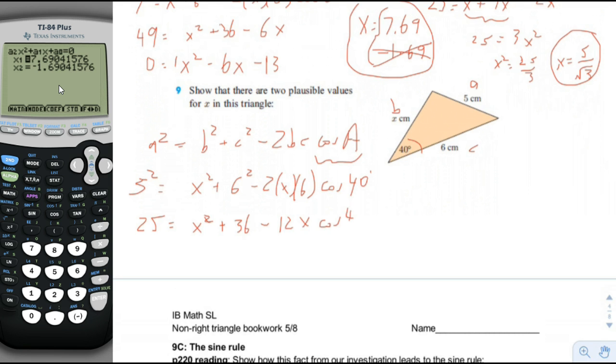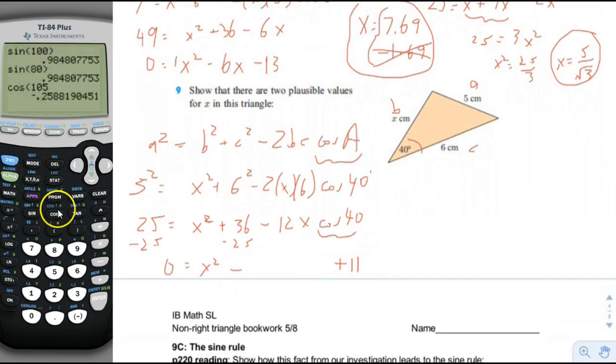And so this is heading toward a quadratic equation too. We're going to subtract 25 from both sides. We'll get 0 equals x squared, plus 11, and then minus 12x cosine of 40. Let's see, cosine of 40, what's that? I'm still in degrees mode, so I'm fine. 0.766. So 0.766 times 12 is 9.19, so 9.19x. Okay, x squared minus 9.19x plus 11.